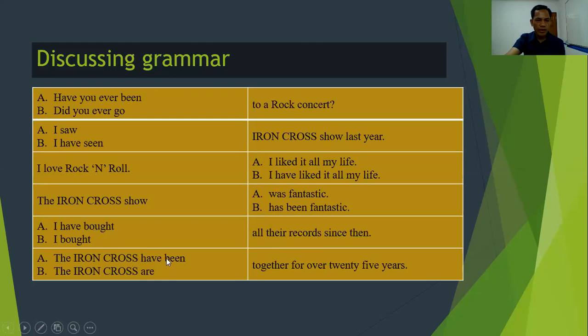The Iron Cross have been together for over 25 years. So they founded Iron Cross a long time ago, and they are still together now. So it started in the past and still continues. So the Iron Cross have been is correct.